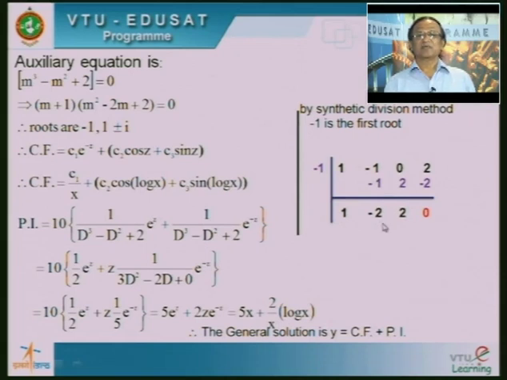Then I will multiply minus 1 into minus 2, minus into minus becomes plus 2. So, 0 plus 2 is 2, 2 into minus 1 is minus 2. So, 2 minus 2 becomes 0. I have written it in red color. Why have I written the red color number?